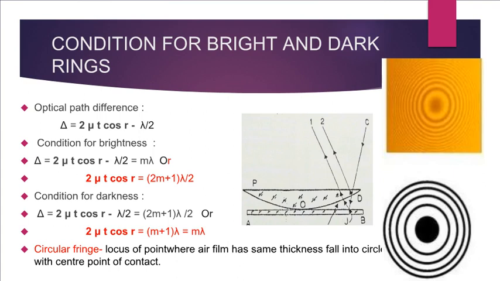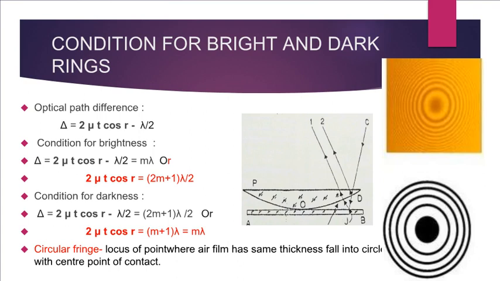For a bright circular fringe, the path difference must be m lambda. On equating and rearranging, we get the expression for the bright fringe as 2 mu t cos r is equal to (2m plus 1) lambda by 2, for m equals 0, 1, 2 etc. Similarly, for a dark circular fringe, the path difference must be (2m plus 1) lambda by 2. On equating and rearranging, we get the expression for the dark fringe as 2 mu t cos r is equal to m lambda.